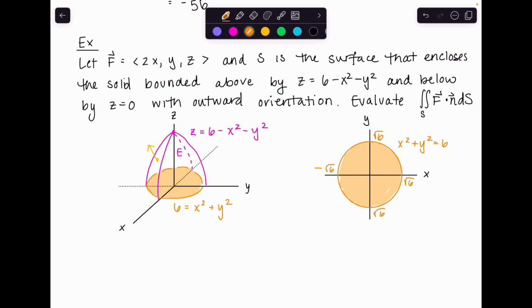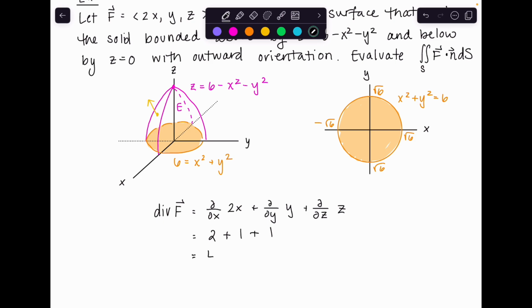Since I want to use the divergence theorem, it's going to make a whole lot of sense to find the divergence of this vector field. And you don't need to write out that it's the gradient dot product. You just take the partial with respect to x of the first component, which is 2x, the partial with respect to y of the second, and then the partial with respect to z of the third. And thankfully, these are all really nice. That's 2, 1, and 1. So the divergence of this vector field is 4.